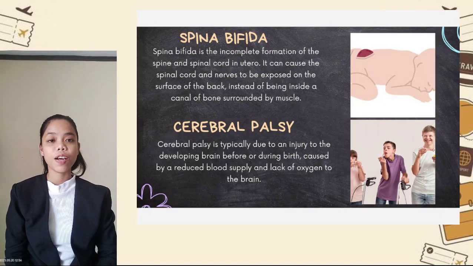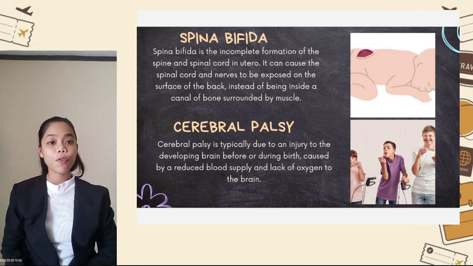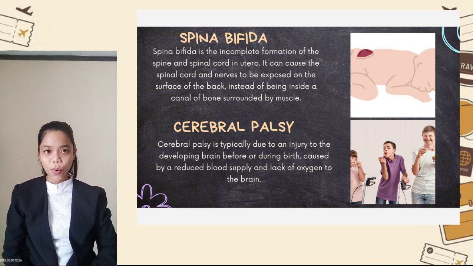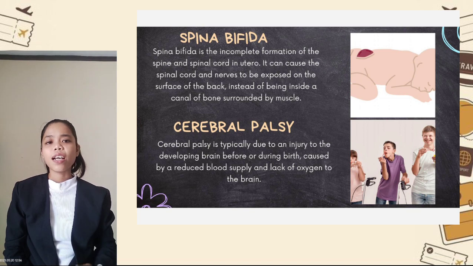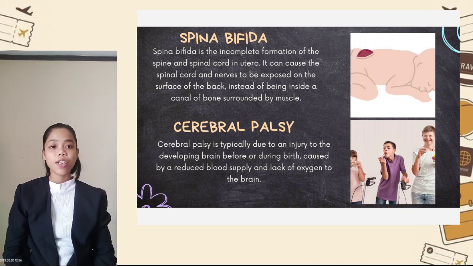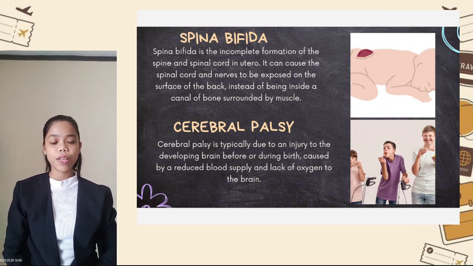So now we have here the third one, the spina bifida. So spina bifida is the incomplete formation of the spine and the spinal cord in utero. So it can cause the spinal cord and nerves to be exposed on the surface of the back.